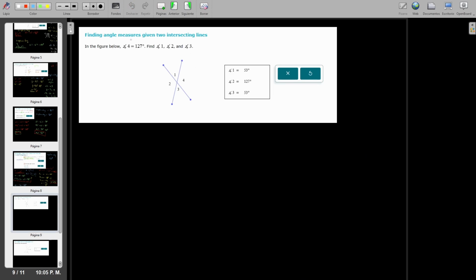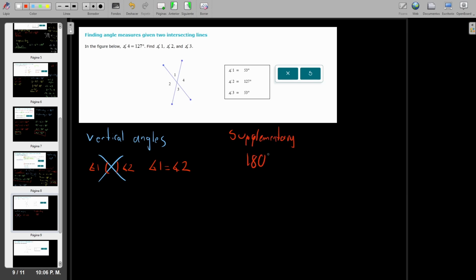Now to the next one. They're asking to having the values of these operations. Remember, again, we're going to be using vertical angles, which means their opposite angles are going to be the same. This is the same as angle 2. And the supplementary are how much? 180 degrees.